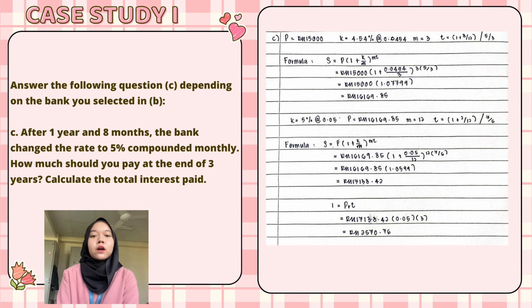For question C, after 1 year and 8 months, the bank changed the rate to 5% compounded monthly. How much should you pay at the end of 3 years? Calculate the total interest paid.